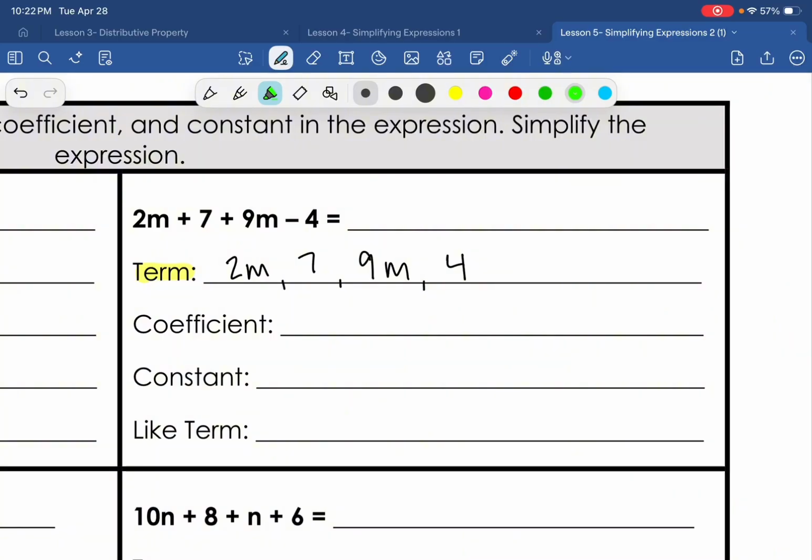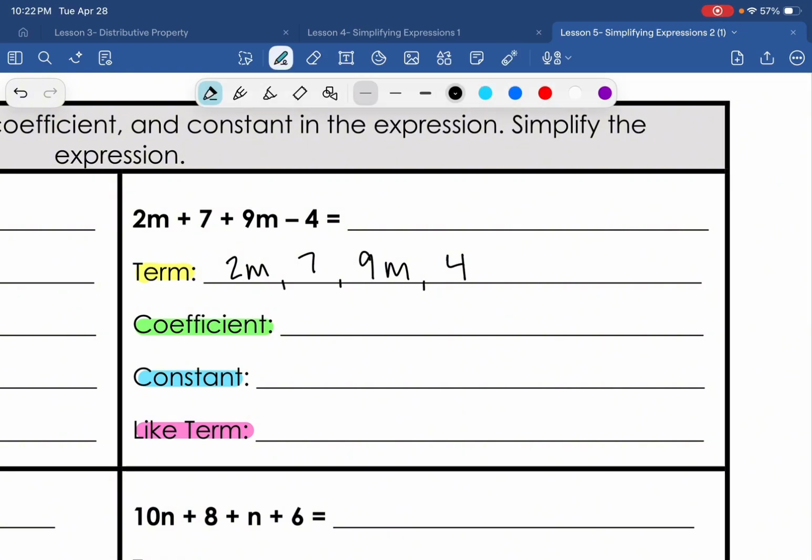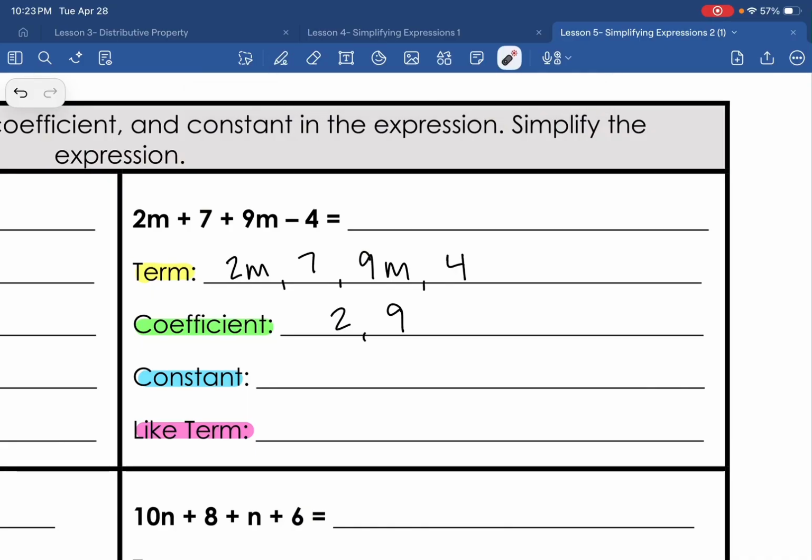Okay, now we're going to do our coefficients. And remember, coefficients are the numbers right in front of a variable. They're smushed together like a sandwich. So it looks like 2m and 9m. Those have coefficients. So 2 and 9 are my coefficients. And then remember, constants are numbers that are by themselves. So it looks like I have 7 and 4.